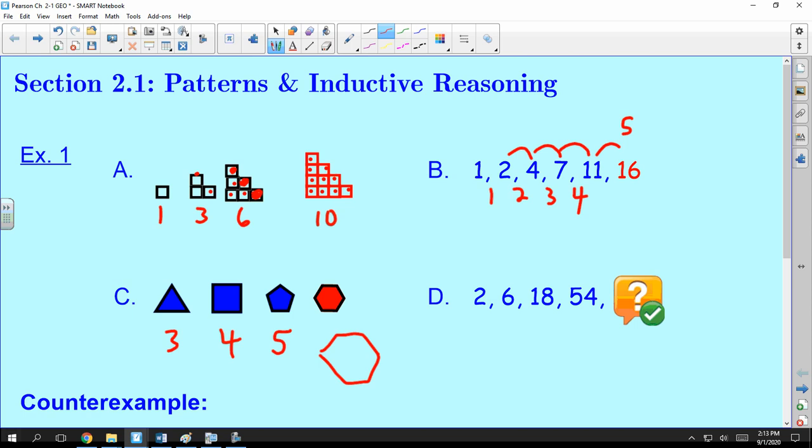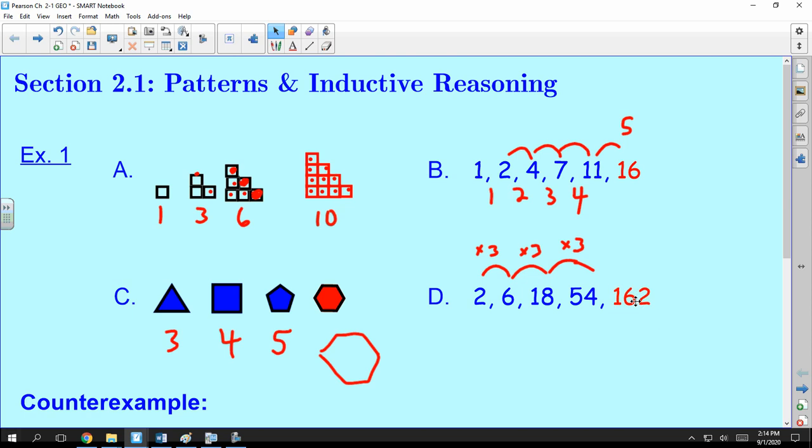D, we have a number pattern. Like I said, when you get number patterns, you're going to be looking for a common number that's added or subtracted, or multiplied or divided. In this case, going from here to here, we're multiplying by 3, so it's times 3. And then from here to here, it's times 3 again. To here, times 3 again. So 54 times 3 gives us the next number in the pattern, 162.